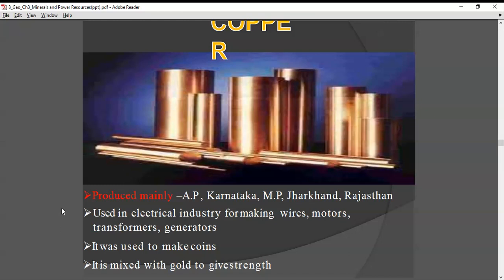And it is mixed with gold to give gold strength, copper, because gold on its own is a very soft metal. So while making jewelry, to retain its strength for the gold jewelry, copper is mixed along with gold at the time of making any gold jewelry. Not in very large quantity, in very small quantity, just to give gold its strength. So that is copper.